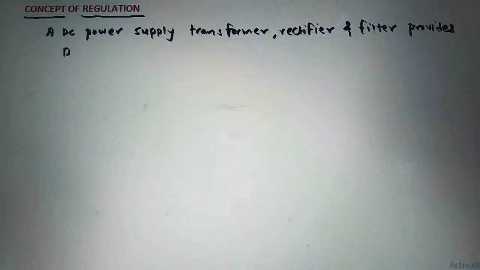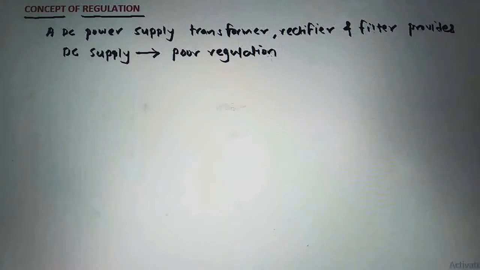A DC power supply with transformer, rectifier and filter provides a DC supply. But this DC supply provided by the DC power supply with transformer, rectifier and filter has a poor regulation. Because of that, this DC supply is called an unregulated power supply.